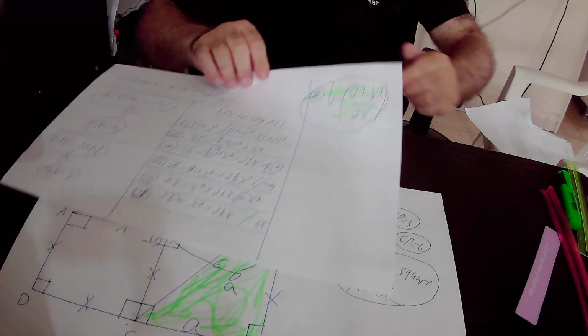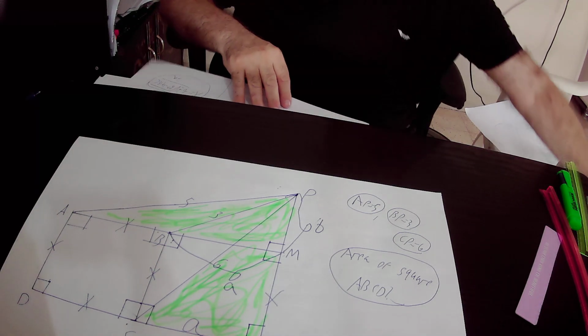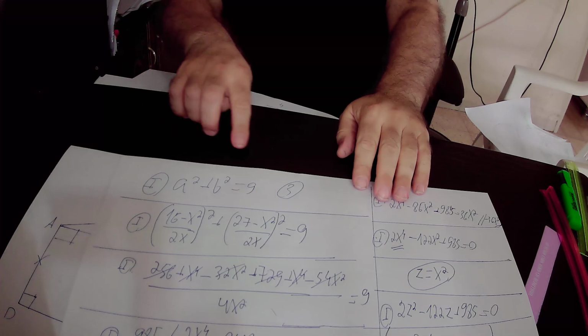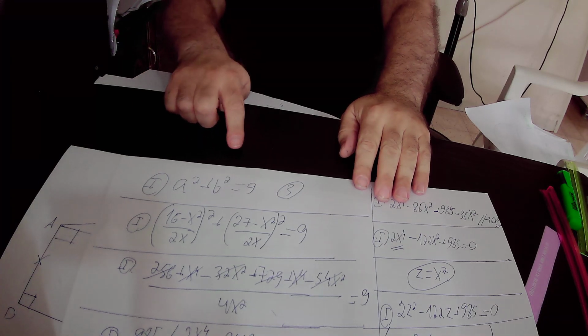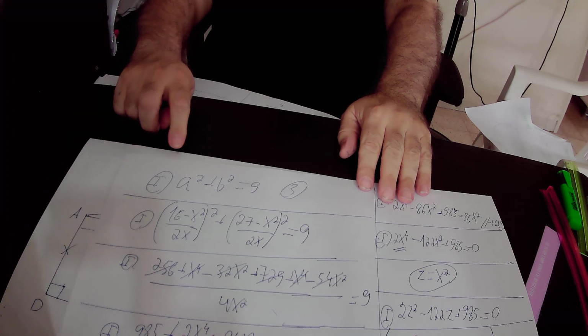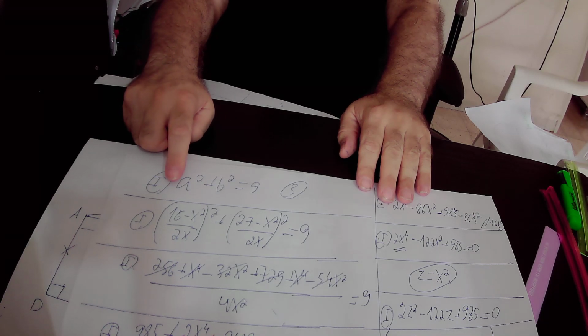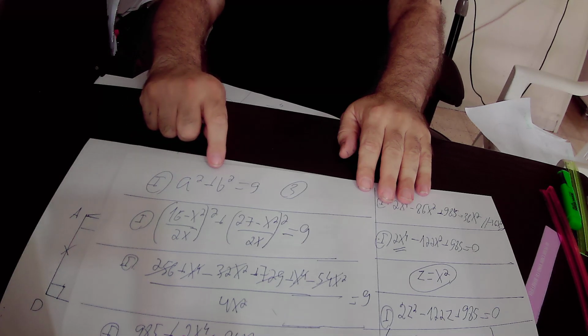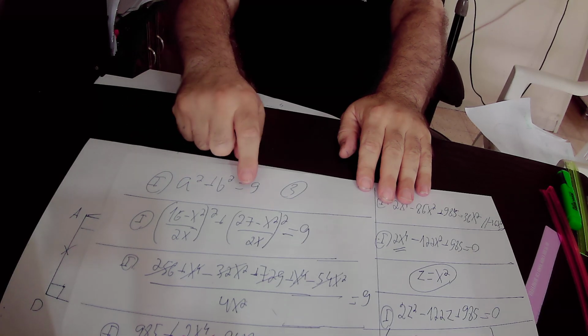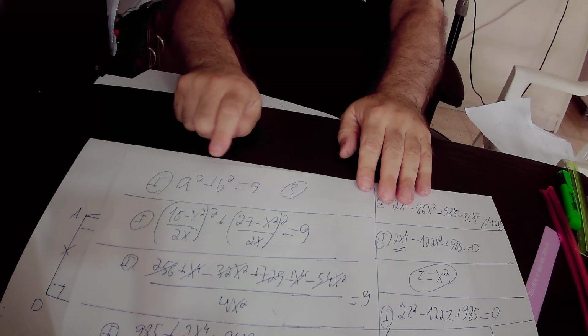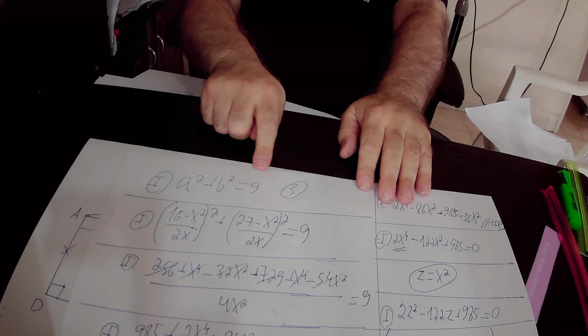in terms of x. Then according to equation number 1, we know that a squared plus b squared equals 9. So we substitute a by the value that we found for a, and we square it. In this way we got a squared. We substitute the value that we found for b, we square it, and in this way we got the value of b squared. So here a squared plus b squared equals 9.